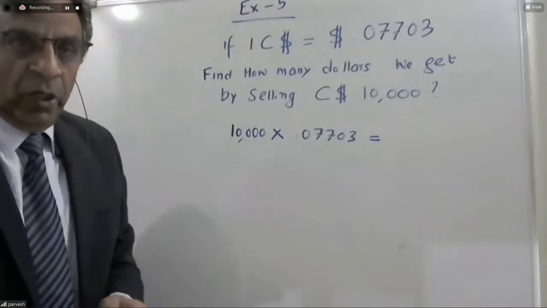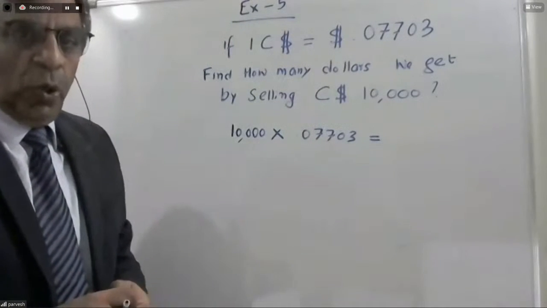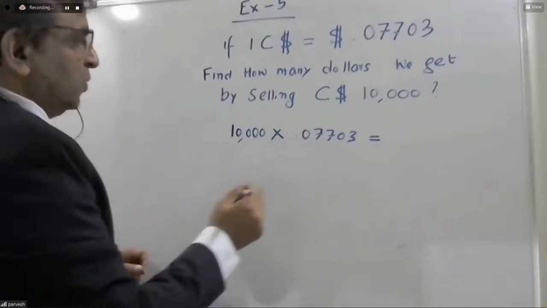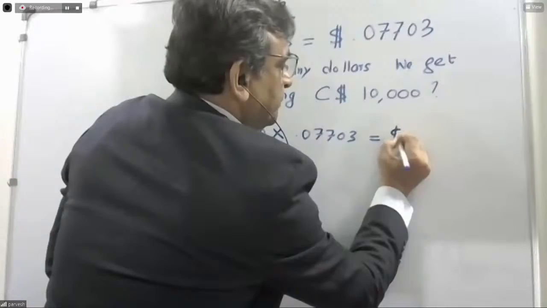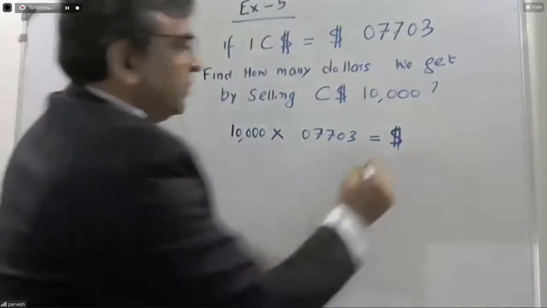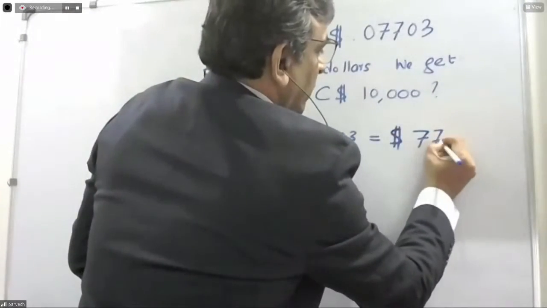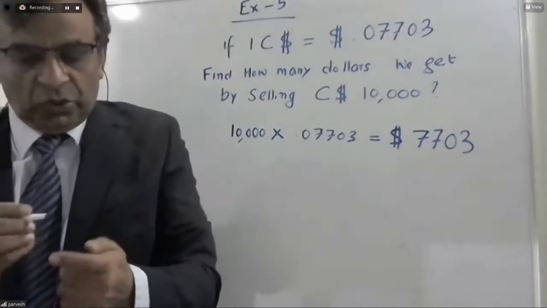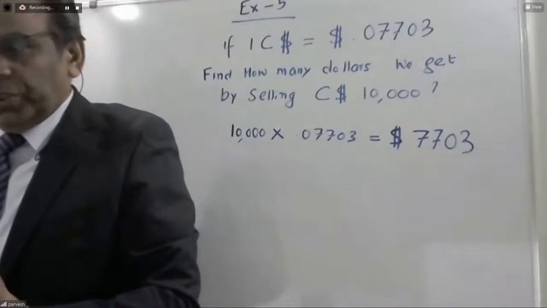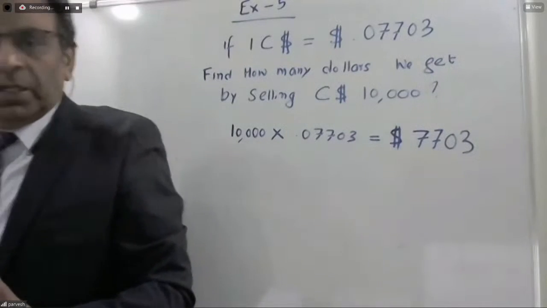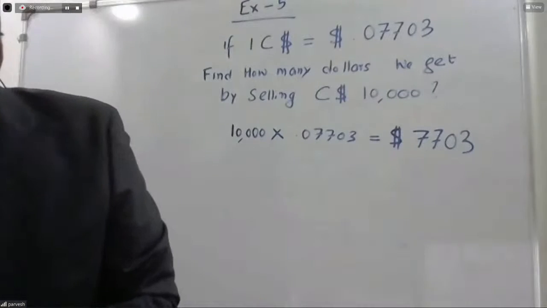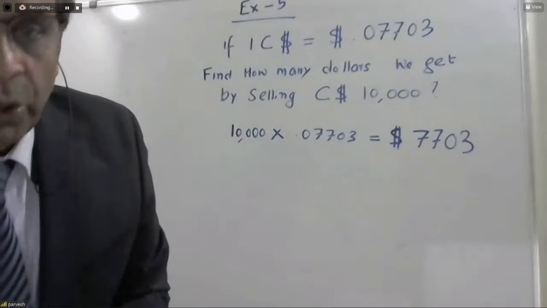So we have to sell Canadian dollars. We need the Canadian dollar quote. Since we have it, we will use it directly. Okay. So this will give you $7,703. Okay. So this is pretty simple to start with. We start with a very simple question and then move on to a little bit tougher ones. So a couple of them are very simple. So I would now ask you to solve yourself. Okay. One more question.